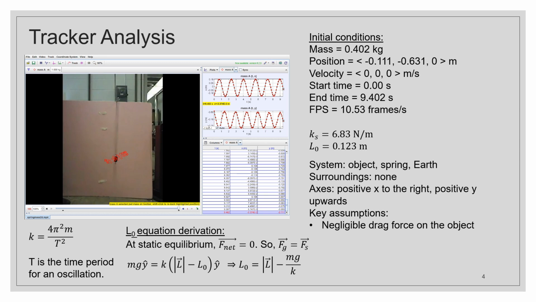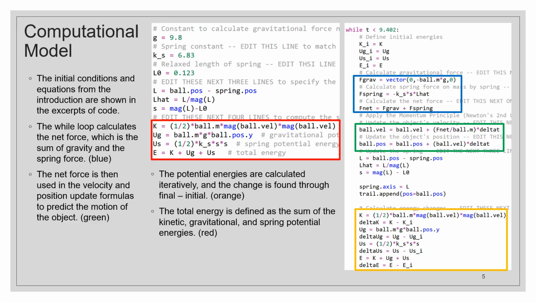The system is the object, spring, and the earth. There are no surroundings. I set my axes as positive x to the right and positive y upwards. A key assumption is that there is negligible drag force acting on the object in the video.